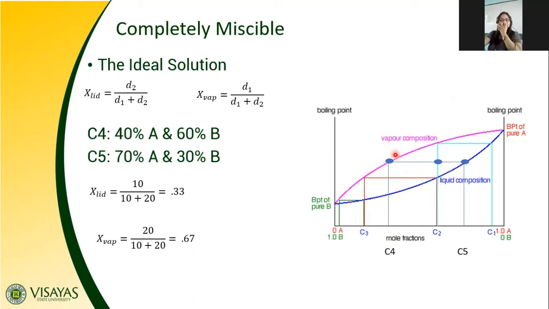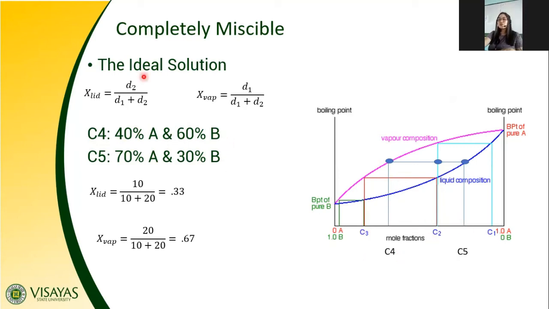So how do we get their composition? We have the liquid composition after the distillation, and the vapor composition after the distillation, after the process. We will assume that C4 contains 40% A and 60% B, and C5 has 70% A and 30% B.